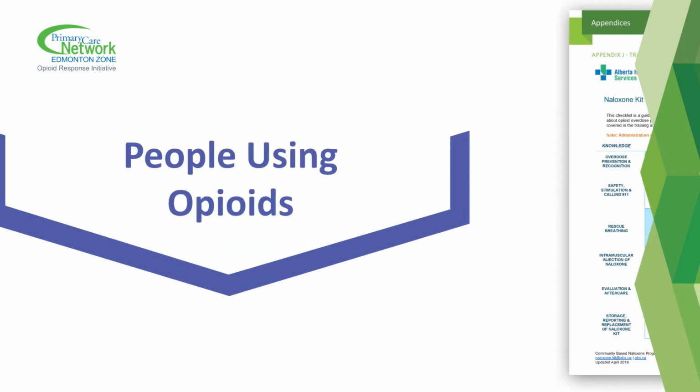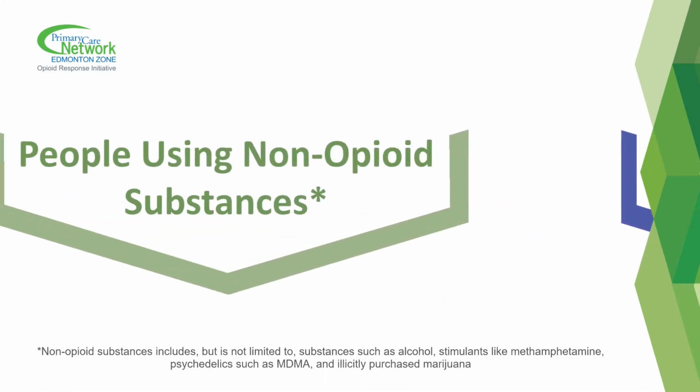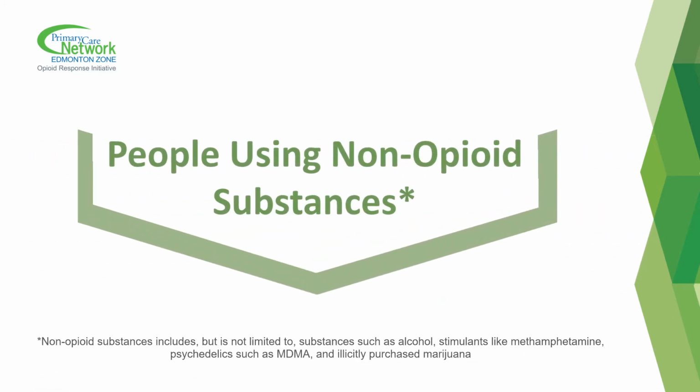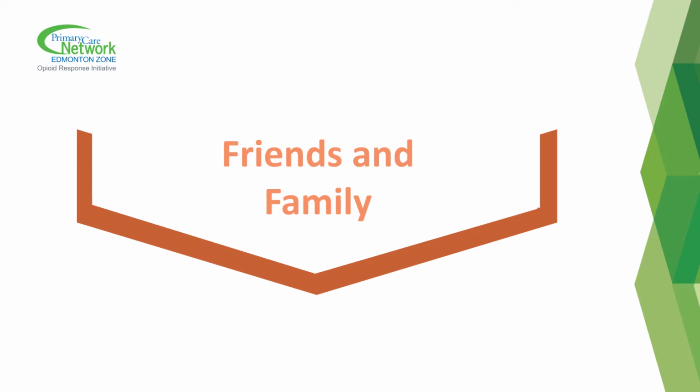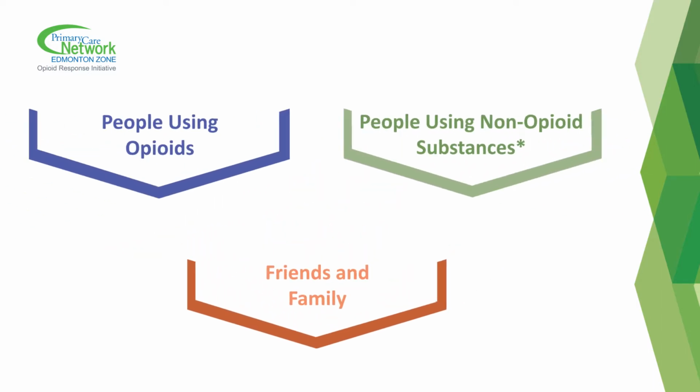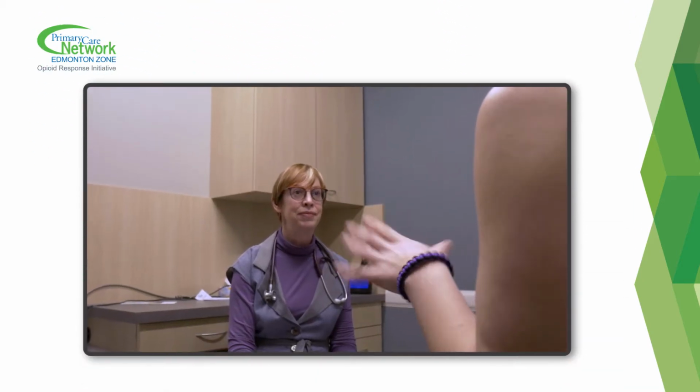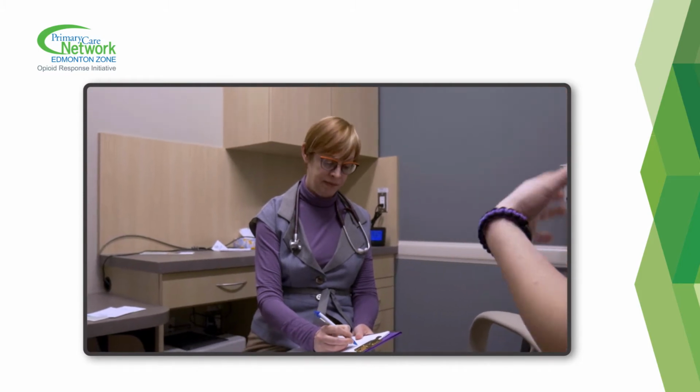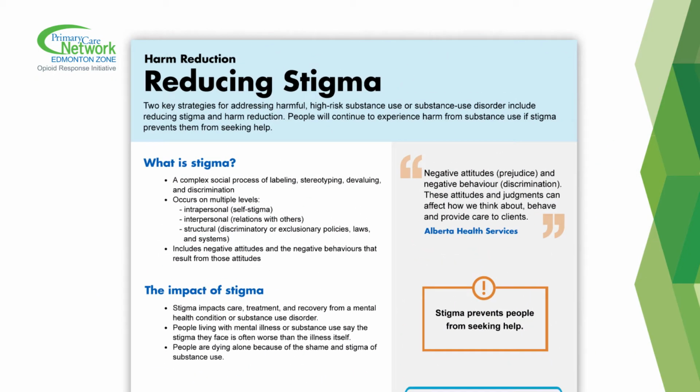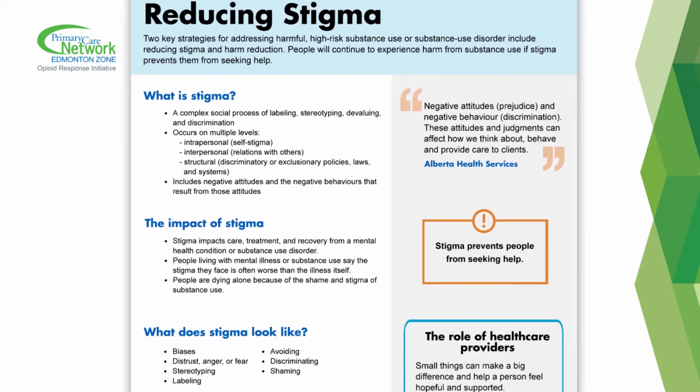When a patient using opioids, a patient using a non-opioid substance that may be contaminated with opioids, or a friend or family member of someone using opioids has been identified by a primary care provider or identified themselves, it is important to ensure a non-judgmental and supportive approach when discussing Naloxone kits. Resources on reducing stigma and using inclusive language are included in the Pathway and Toolkit document.